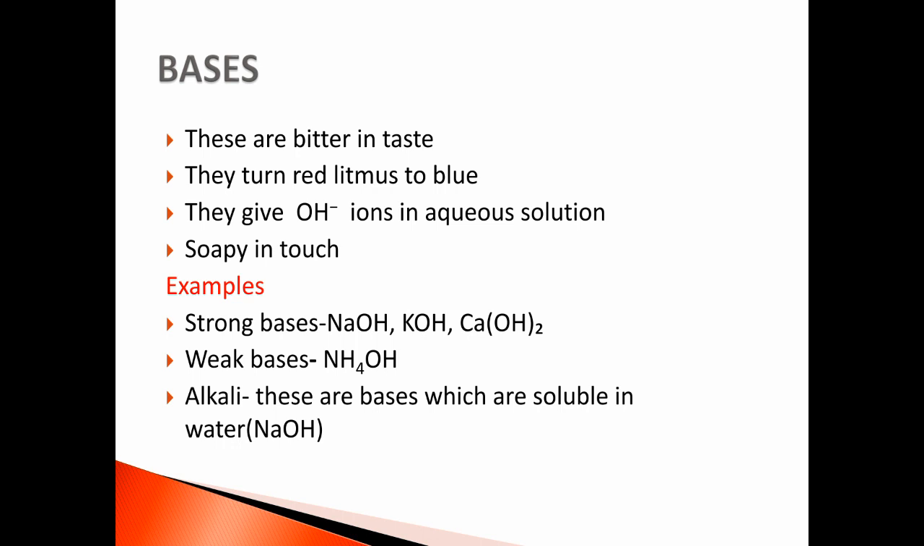Just as acids were classified as strong and weak, bases can also be classified as strong or weak. Strong bases give more OH- ion and dissociate more in aqueous solution, and weak bases give less OH- ion and dissociate less in aqueous solution. Examples of strong bases are sodium hydroxide NaOH, potassium hydroxide KOH and calcium hydroxide. And that of weak bases is ammonium hydroxide NH4OH.